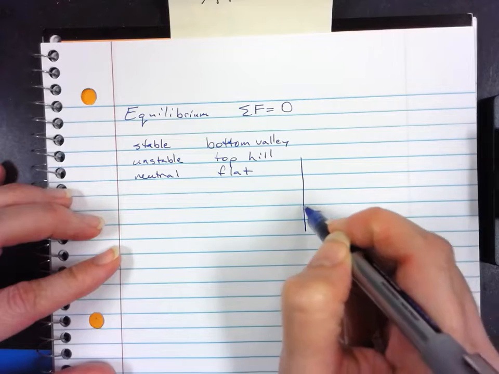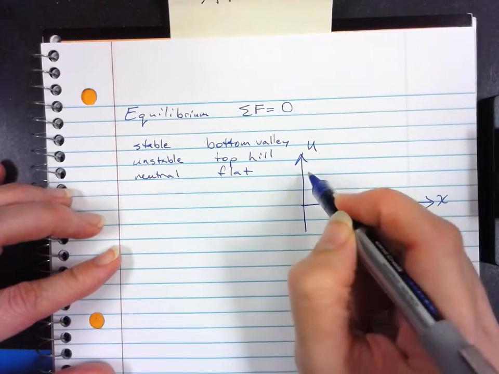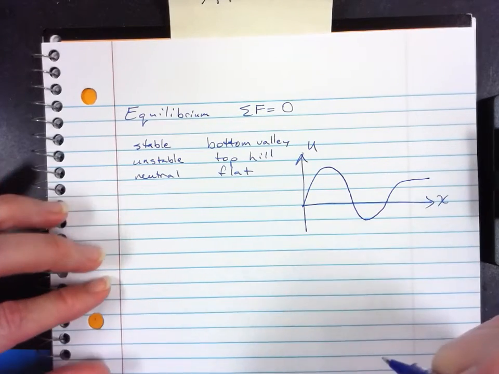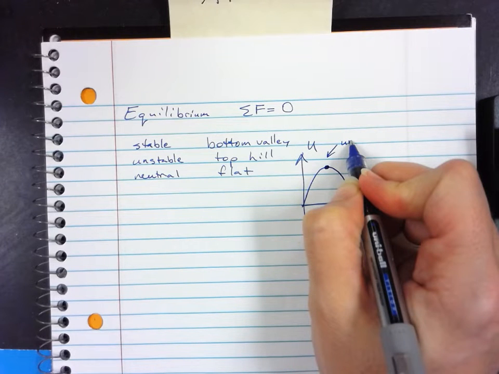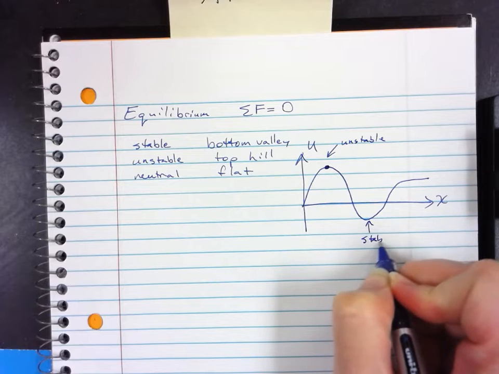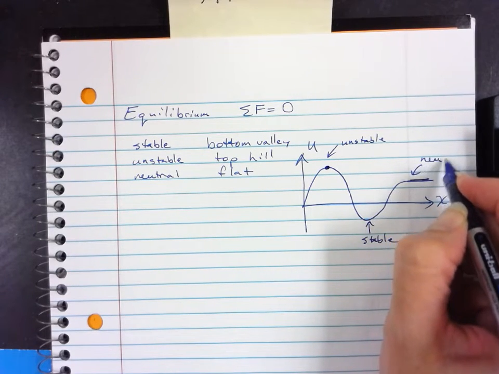So if I just make up a potential energy function, like that. I have a hill, so that's unstable. I have a valley, so that's stable. And then I have this flat part, so that's neutral.